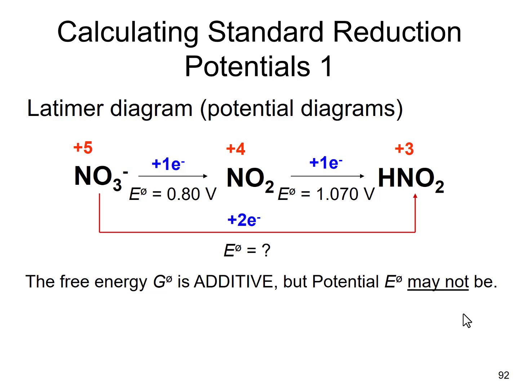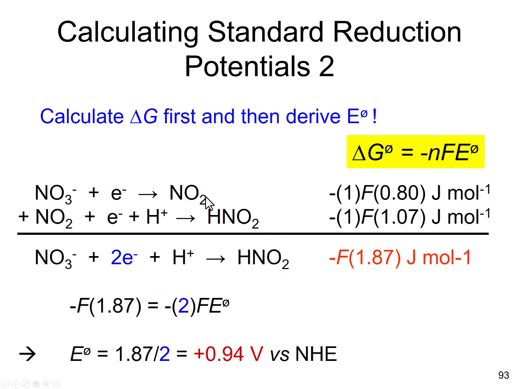Since the free energies are additive, we can actually look at the free energies of each of these individual processes and then add them together to obtain the free energy of the overall reaction. This approach is demonstrated here. In the first reaction, you can see the reduction of the nitrate anion to the nitrogen dioxide. You can formulate the free Gibbs energy, which is 1 times the Faraday constant times the reduction potential 0.8 volts, and the whole term will be in joules per mole.